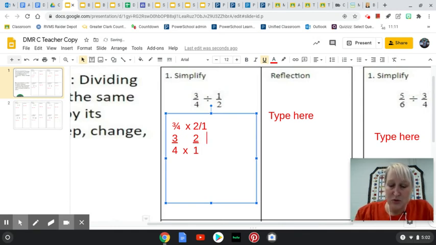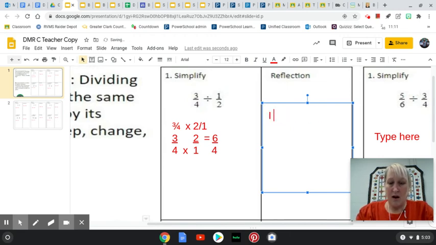3 times 2 equals 6. This part does not have to stay underlined. And 4 times 1 equals 4. So our answer is 6/4. We can get into reducing later, but that is not what we're teaching right now. So your answer right now is 6/4.